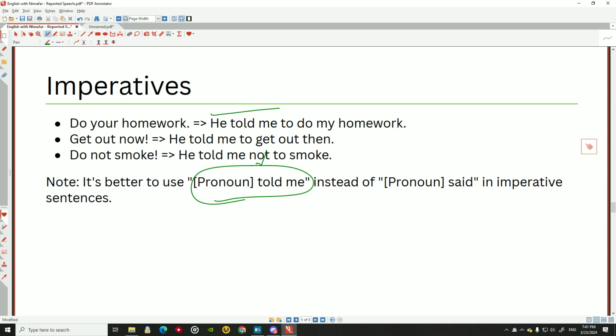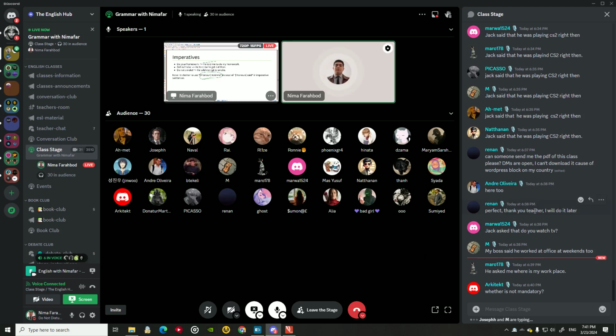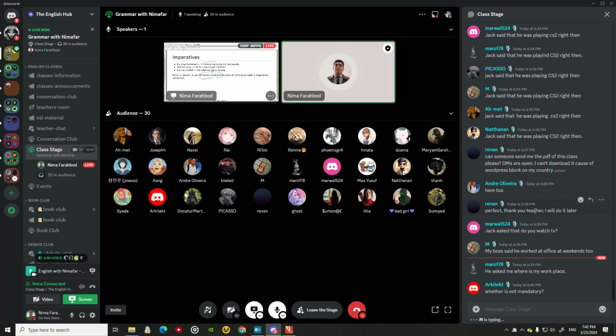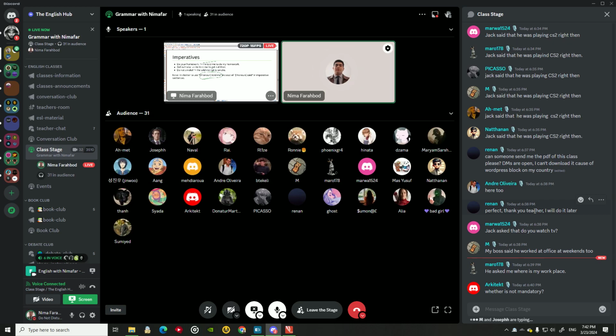Not to. He told me not to smoke and something like that. Let me see. He asked me where my workplace is. Whether or not, no, it's not about mandatory. Whether or if. If you have an auxiliary question, you should use either of them. Either if or whether. Whether is more formal. That's the problem here. But you have to use if or whether.